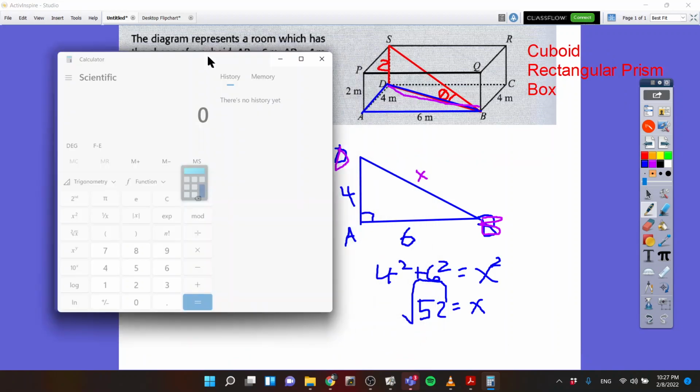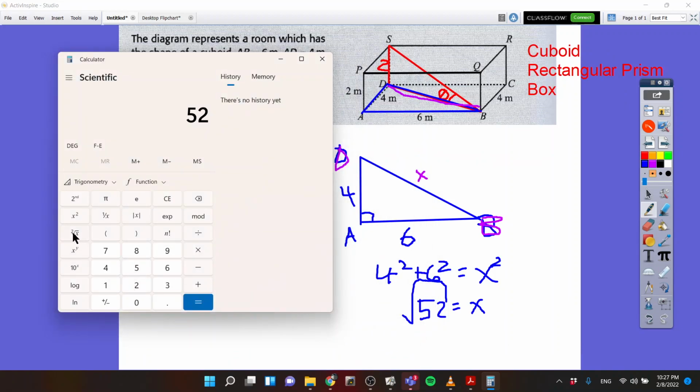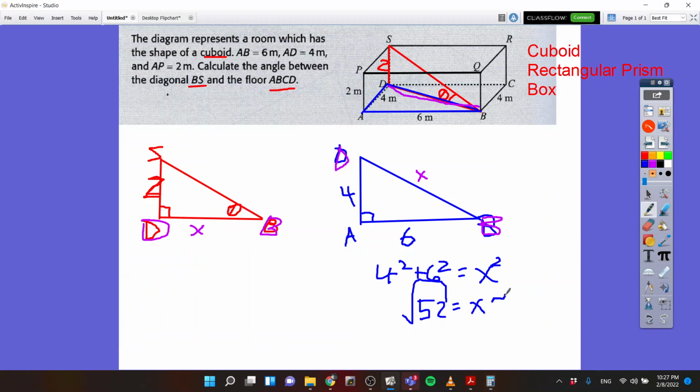Cool, scientific calculator. We want the square root of 52. I'll just say 7.21. So x is approximately 7.21. So over here, I could just use the square root of 52, but it's also approximately 7.21. So either of those are options for me to use for that side length.